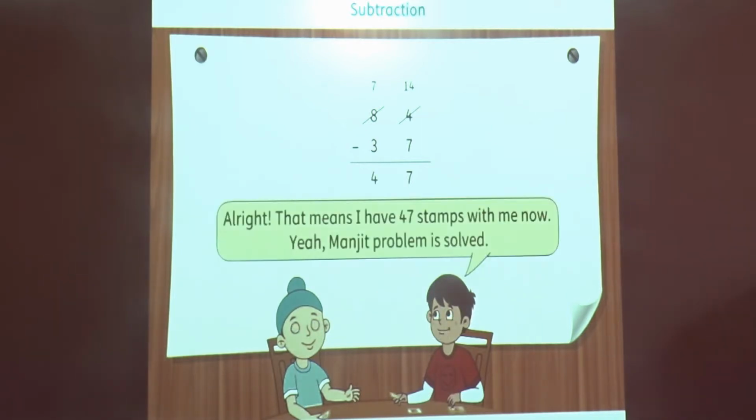Alright, that means I have 47 stamps with me now. Yeah, Manjeet, problem is solved.